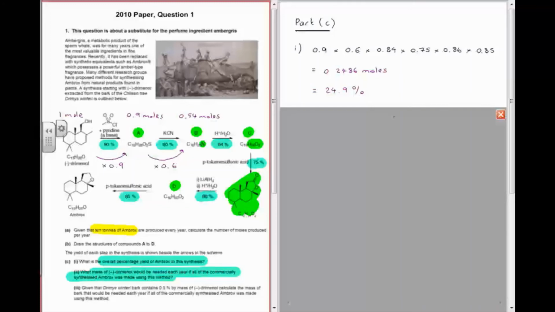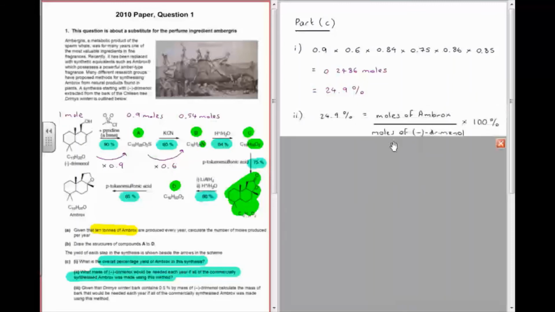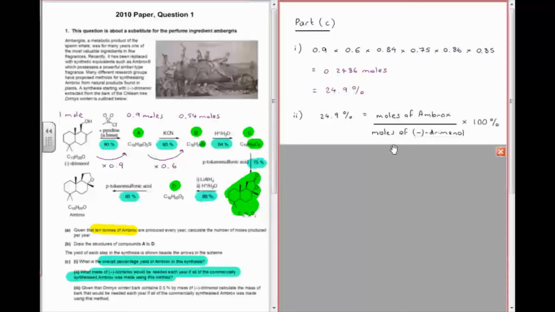Remembering that when discussing percentage yields, we're talking about moles and not masses, we can write then that this 24.9% is equal to the number of moles of ambrox produced divided by the moles of minus driminol, which would be needed as the starting material, times by 100%. Now we need to know the number of moles of ambrox in the 10 tonnes which is produced per year, but we've calculated that in part A of the question, and so we can substitute that value into our equation.